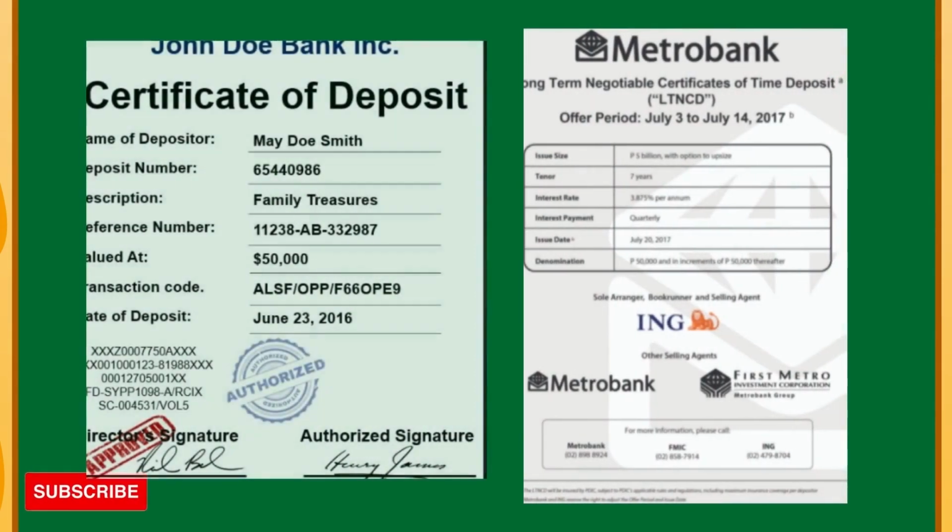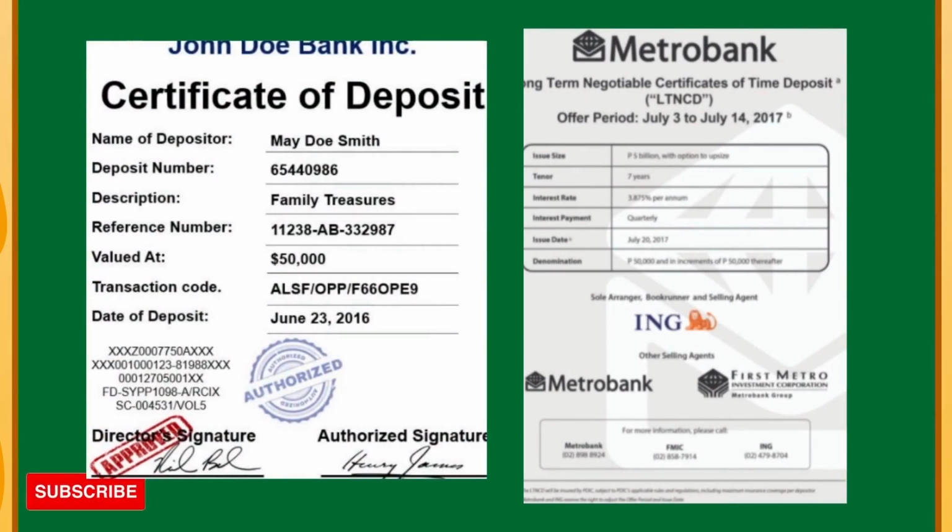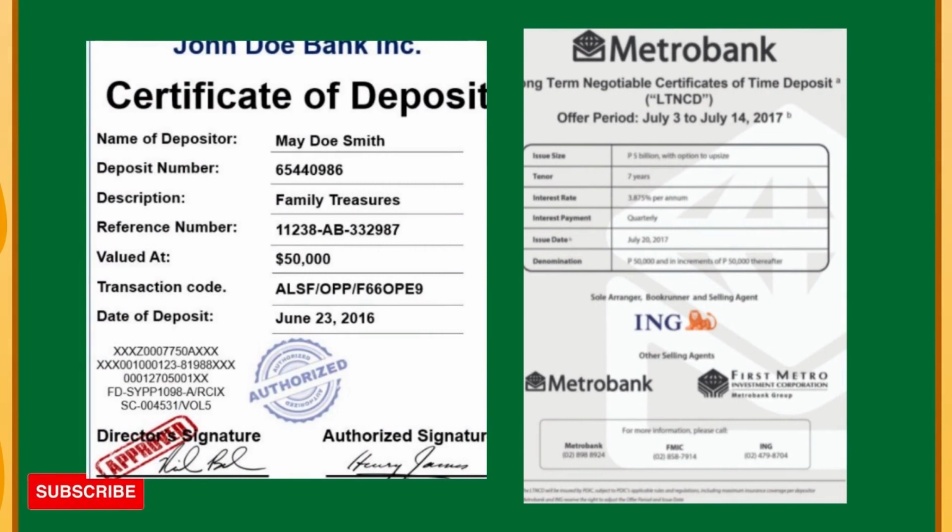Time deposit or certificate of deposit is a bank product which is almost the same as a savings account. With time deposit, the money will be kept by the bank for a fixed period of time, like for example 30 days, 60 days, 90 days, or more, in exchange for an interest rate higher than that given to a savings account. Time deposits are covered also by the PDIC up to 500,000 pesos.